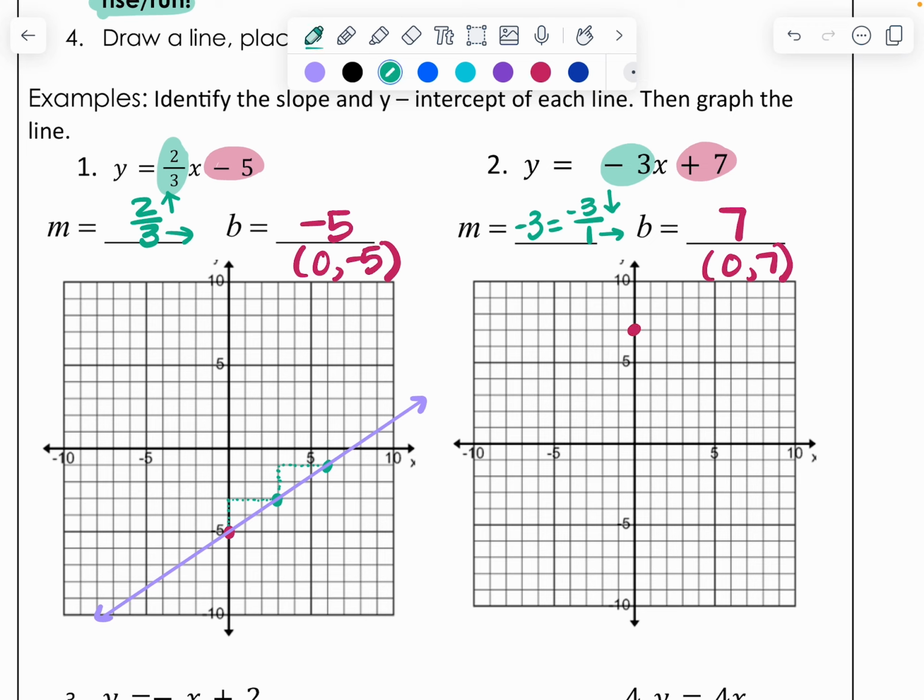Starting at my y-intercept, rise over run is 3 down, 1 to the right. 1, 2, 3, 1. I'll plot a couple more. Once you have a few points, you can draw your line using a ruler to ensure you're getting a straight line.